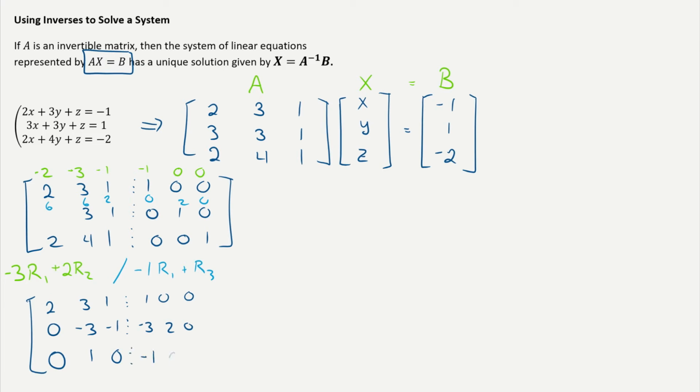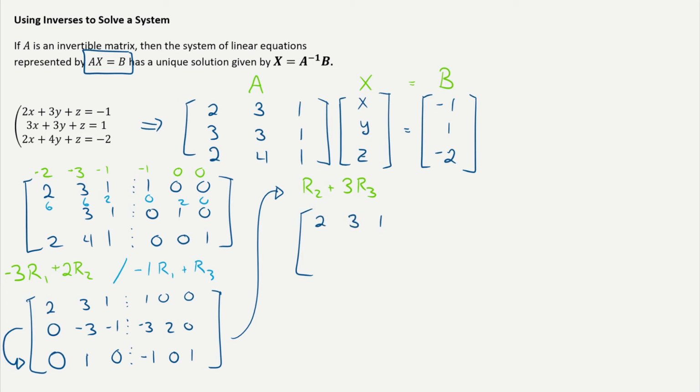-1, 0, 1. Now I'm going to use the second row to eliminate this 1 right here out of my third row. And so in order to do that, we're going to go row 2 plus 3 times row 3. And that's going to give me, so we're keeping the first row the same. We're keeping the second row the same for right now. -3, 2, 0. And now we're going to change the third row. So we multiplied this temporarily by 3.